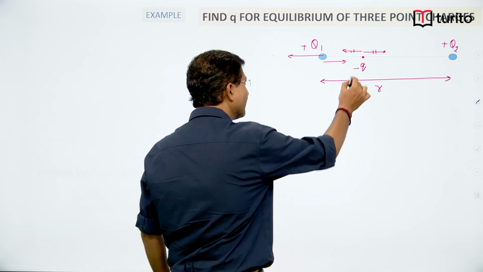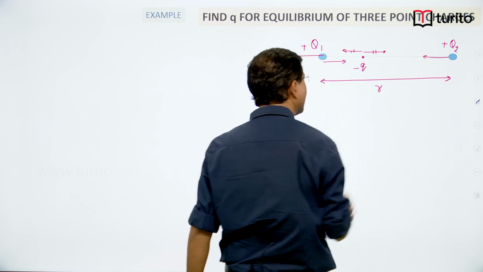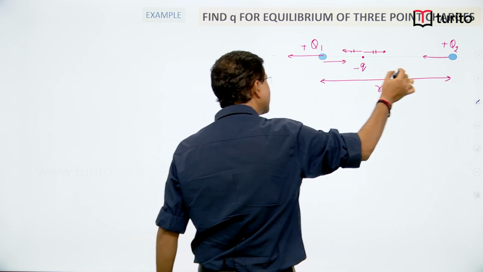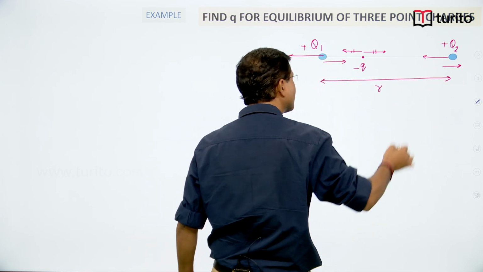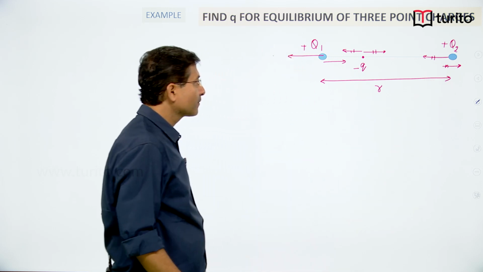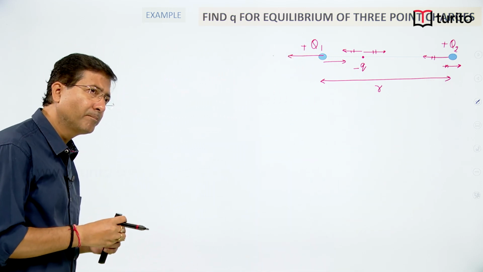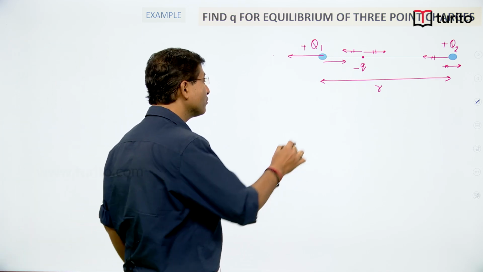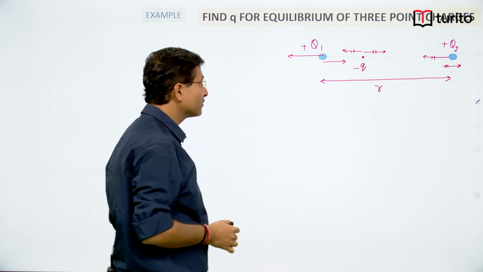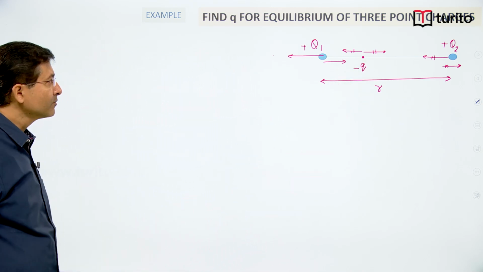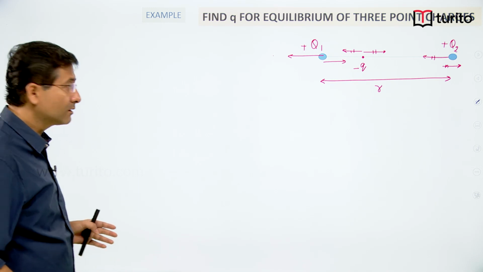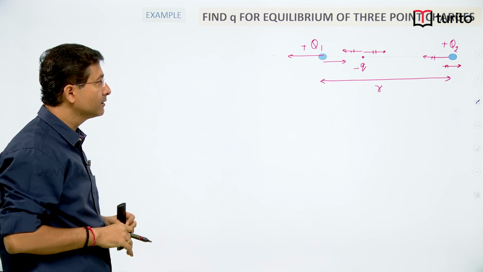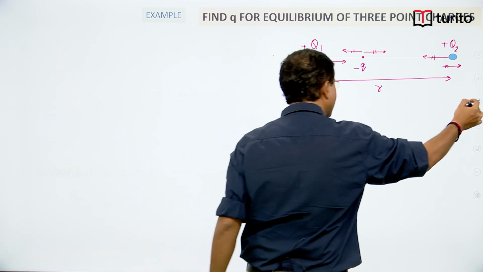Similarly, this minus q will attract this one, while this plus capital Q1 will repel this one, and these two can cancel each other. Now every element of the system can be in equilibrium. The only thing we require is where to place the particle and what the magnitude should be, that is the question. I hope the question is clear, and how we got the location where to place the particle is also clear, the logic is also clear. Now let us solve the problem.